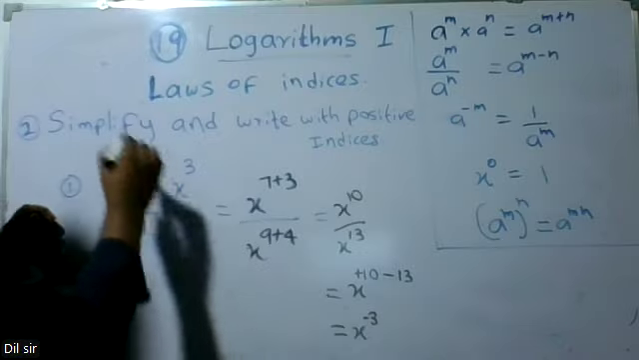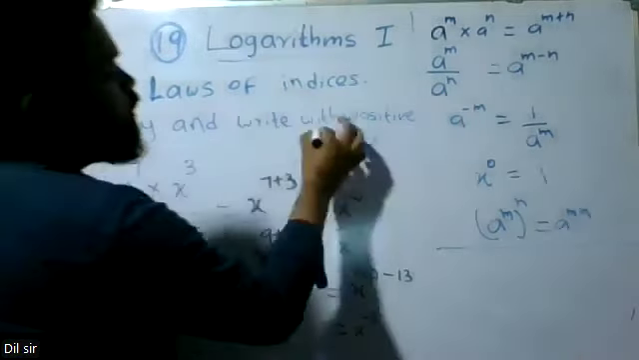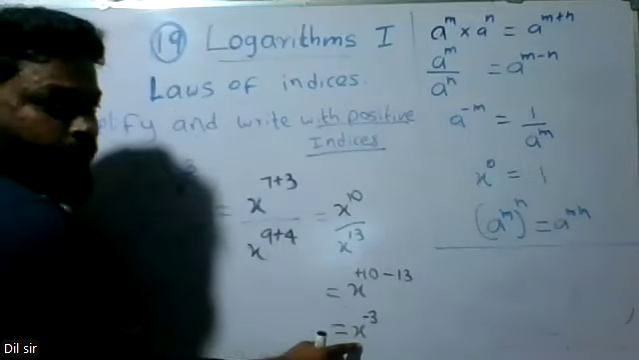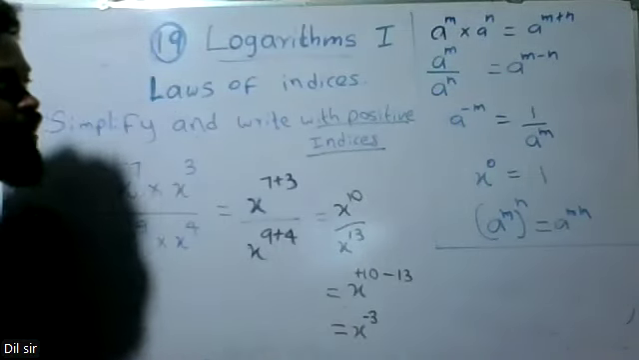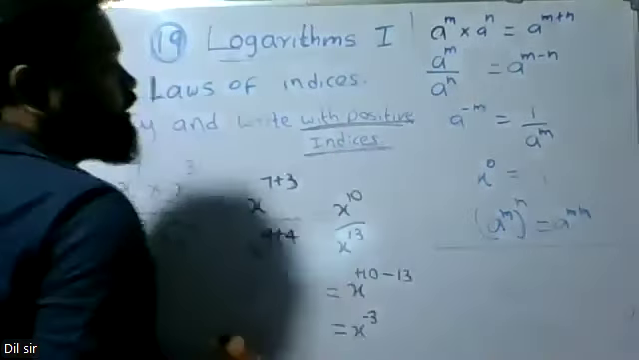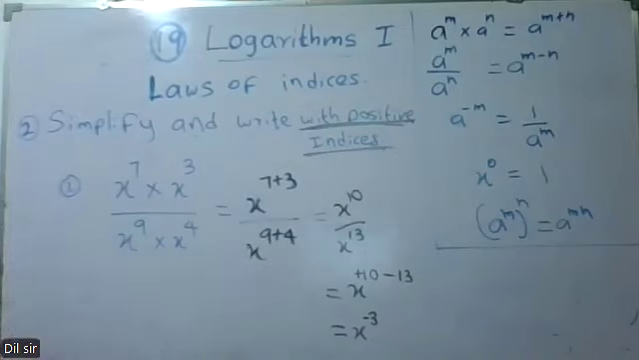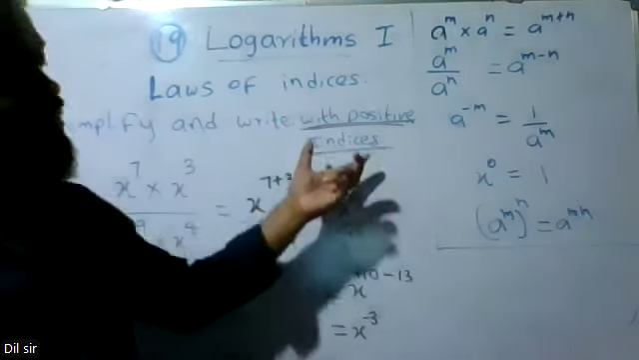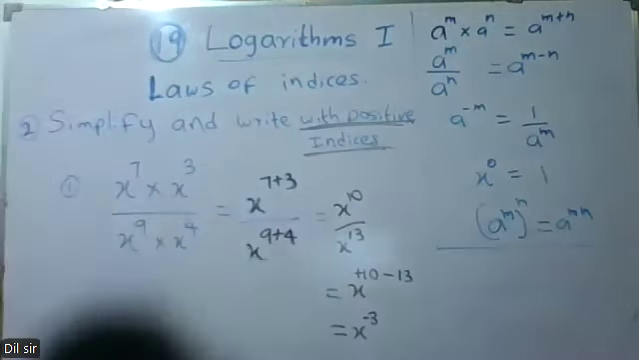Check the given question. Simplify and write with positive indices. If you write the answer in this manner and stop at this step, total marks will not be given, because it is a very important condition in the instruction given in the question. It is an instruction, with positive indices.